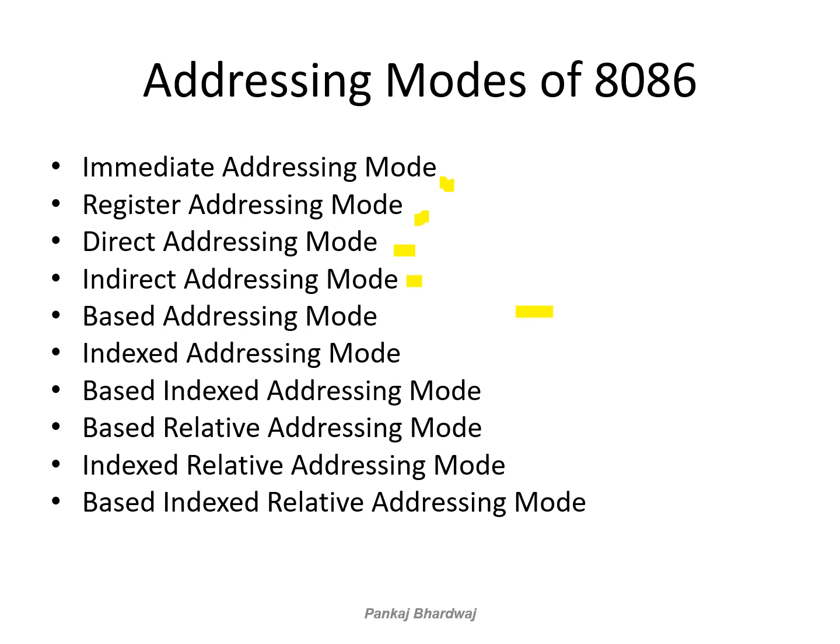Now these six coming from based index to based index relative addressing mode: based index, based relative, index relative, and based index relative. These six are the new addressing modes of 8086.